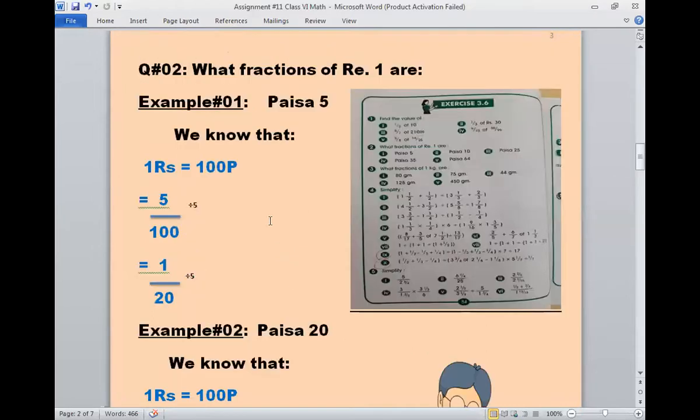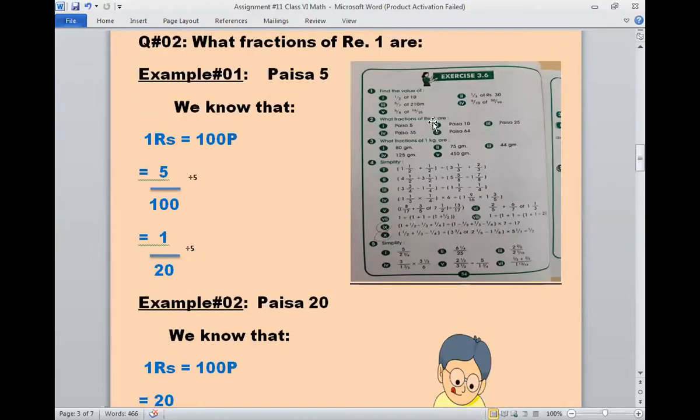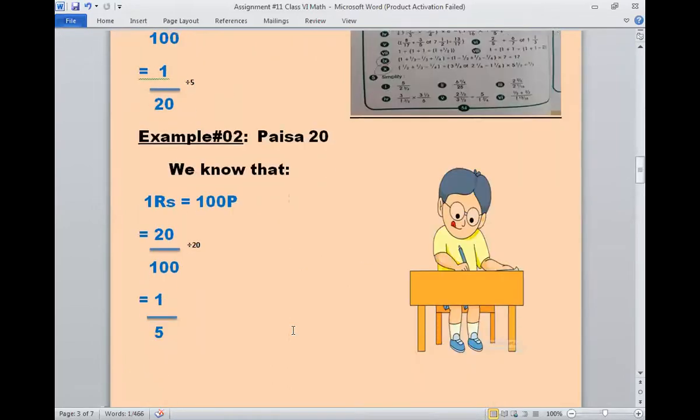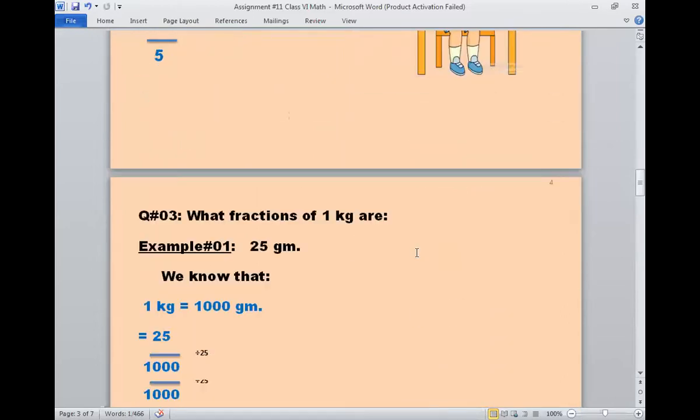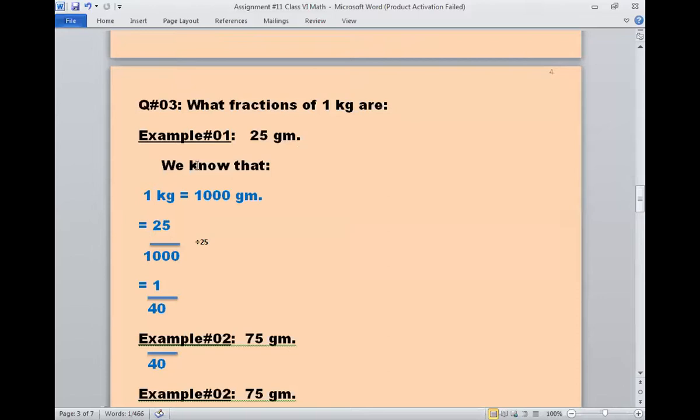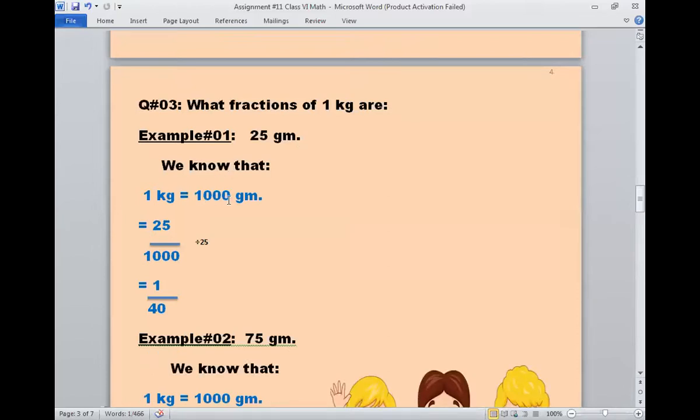Next, this is your question number 2: what fraction of rupee 1 are 5 paisa? And this is the way to solve it. You will convert this into fractional form. Here you have 5 paisa. We know that 1 rupee is equal to 100 paisa, and simply divide 5 by 100. So 5 divided by 100 becomes 1 upon 20. And here you have question number 3: what fraction of 1 kg are 25 grams? We know that 1 kg is equal to 1000 grams, and 25 divided by 1000 becomes 1 upon 40.